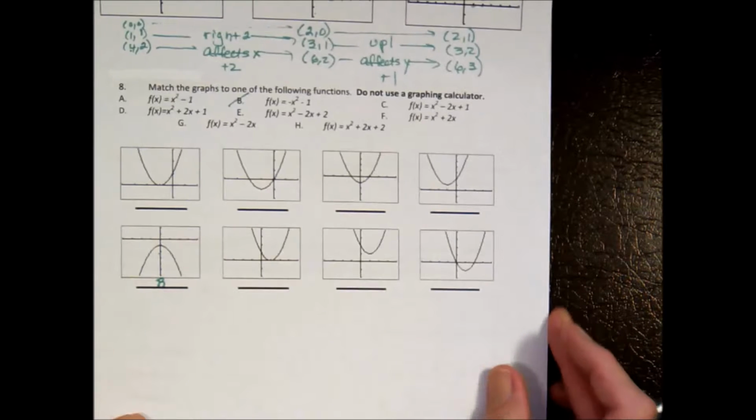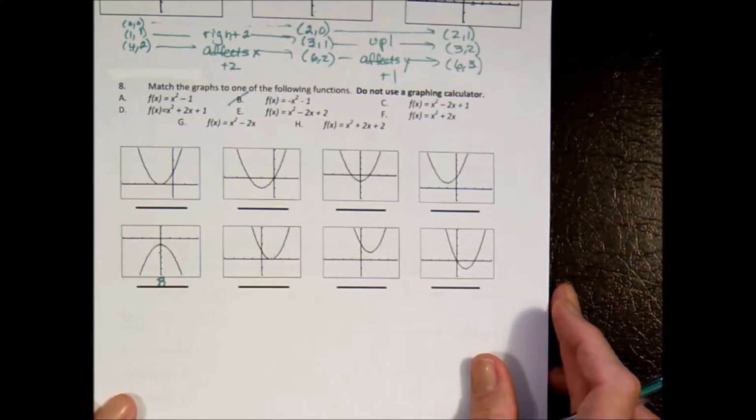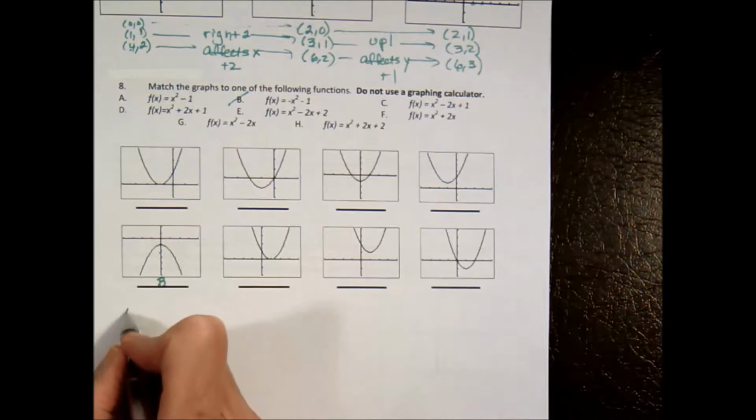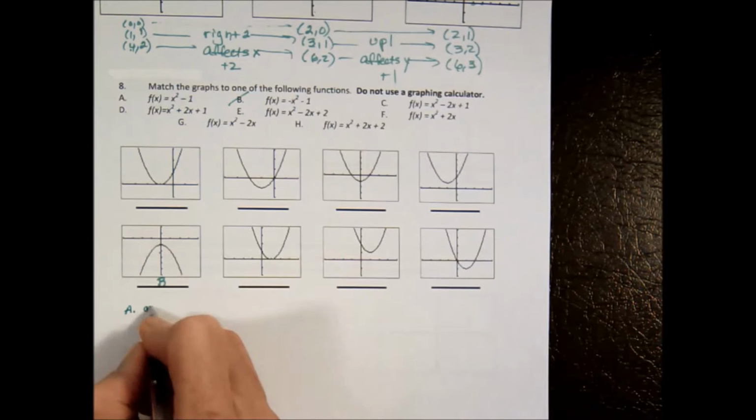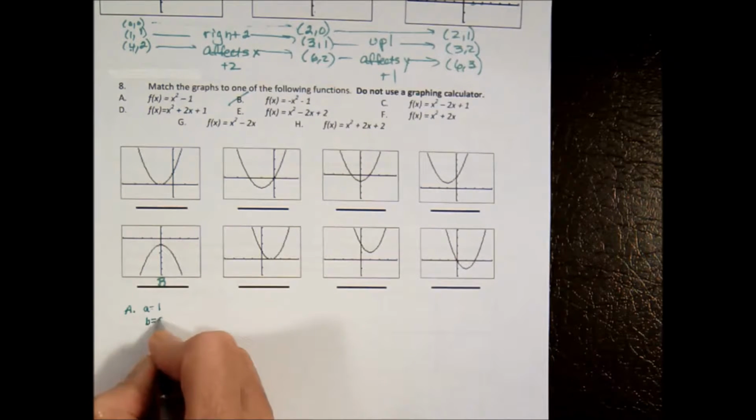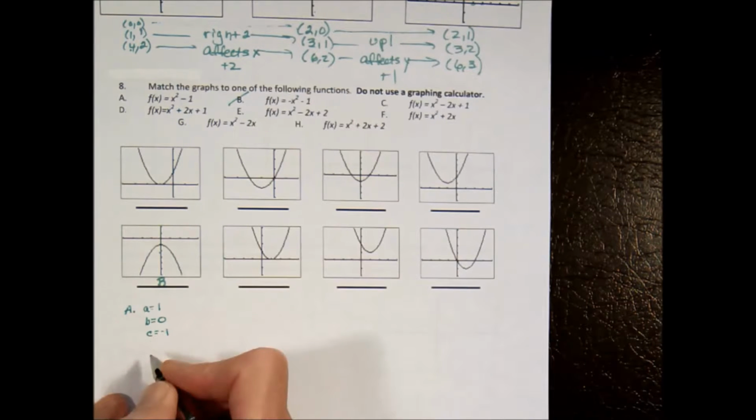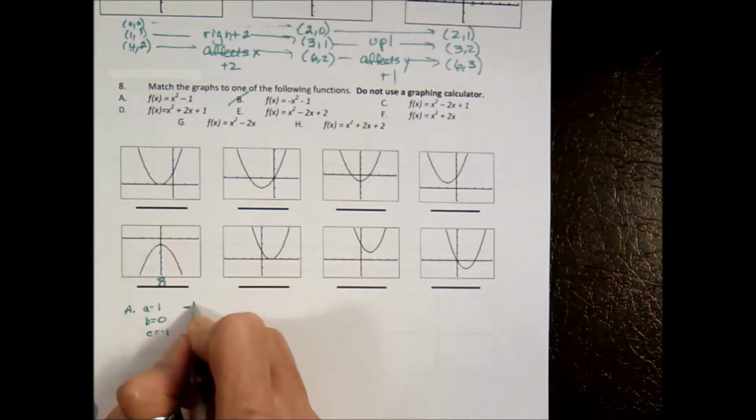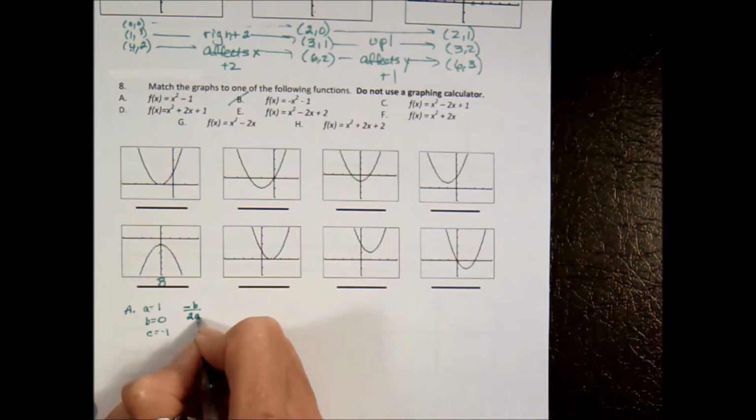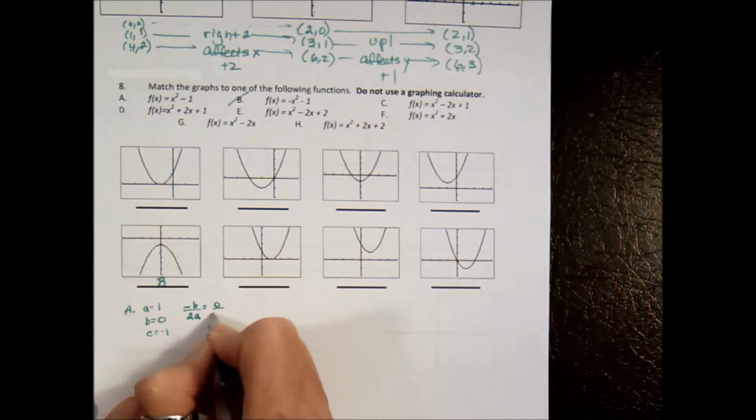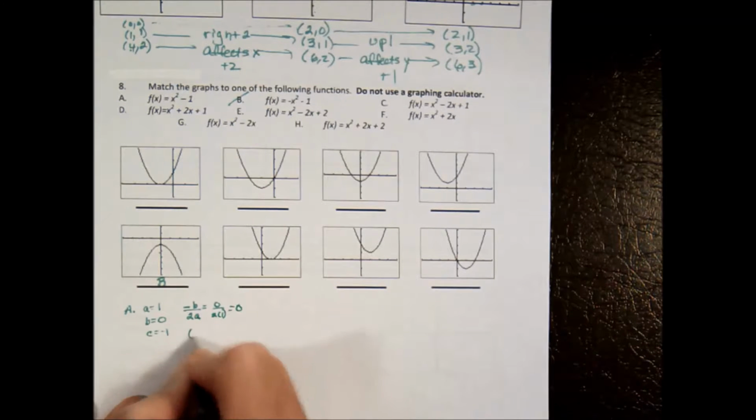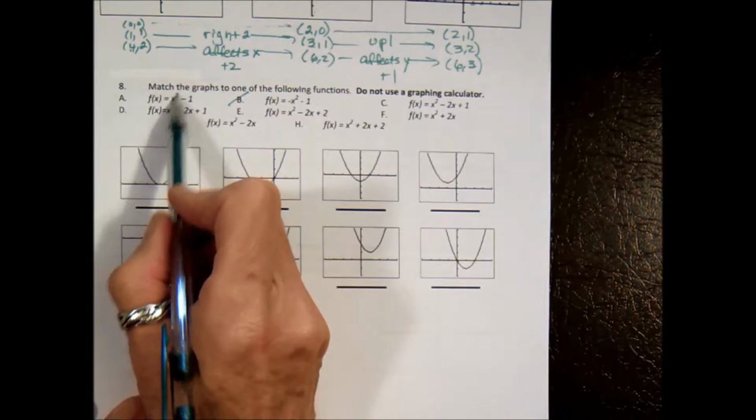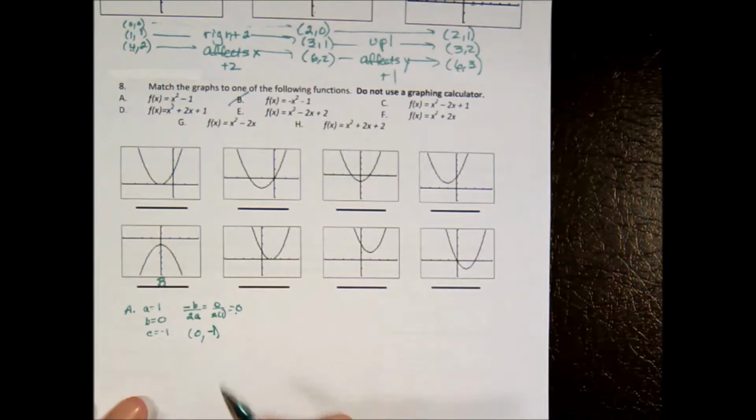So let's just go by our function. On this first one, on A, my A is 1, my B is 0, my C is -1. And I know that the vertex is at -B over 2A. So that's going to be 0 over 2 times 1, or 0. And then I find f of 0, and f of 0 in here would be 0 minus 1. So my vertex here is at 0, -1.